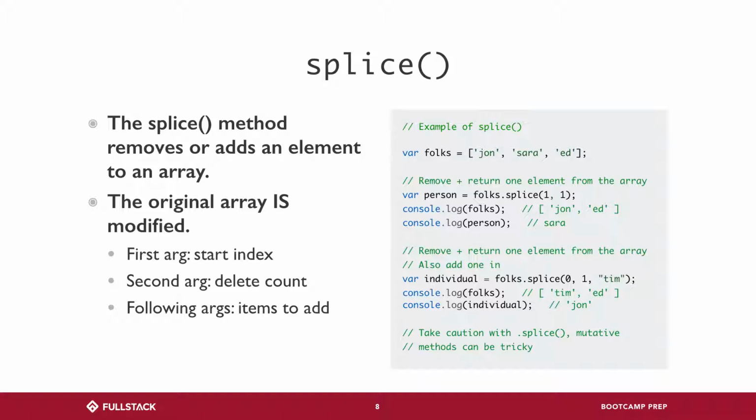Splice, on the other hand, is different and dangerous because it does modify the original array, right? We can use splice to either add or remove elements to an array, and the arguments that you see tell you where to start, how many things you want to delete, or what things you want to add. But if you look at this splice, what is it?